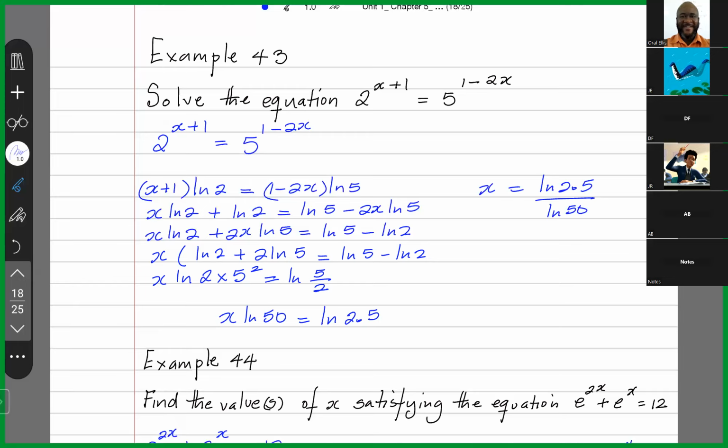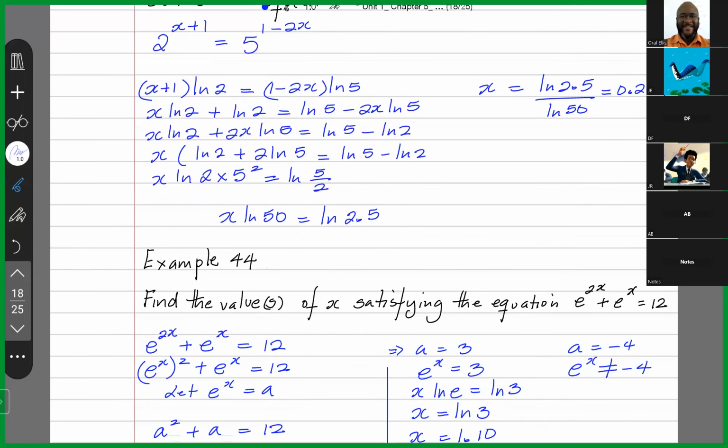So we have ln 2.5 divided by ln 50, equals, and this looks as if x is equal to 0.234. So I'm willing to entertain the idea that I might be wrong, but we can maybe go back and look in the book later on. But I got 0.234 for x.